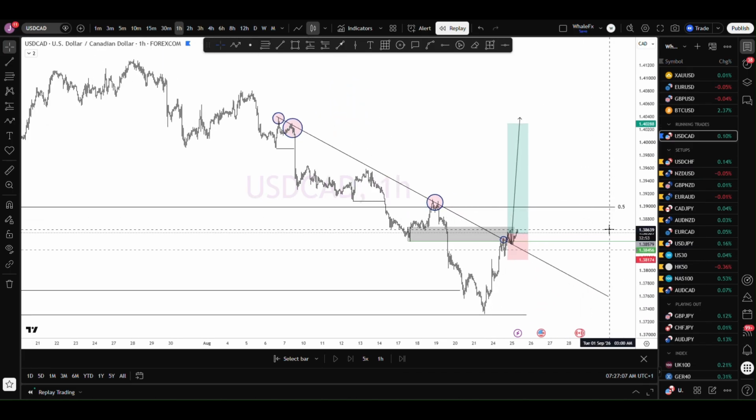I hope we end at TP. Regardless, we're going to hold and see what the market is going to do.